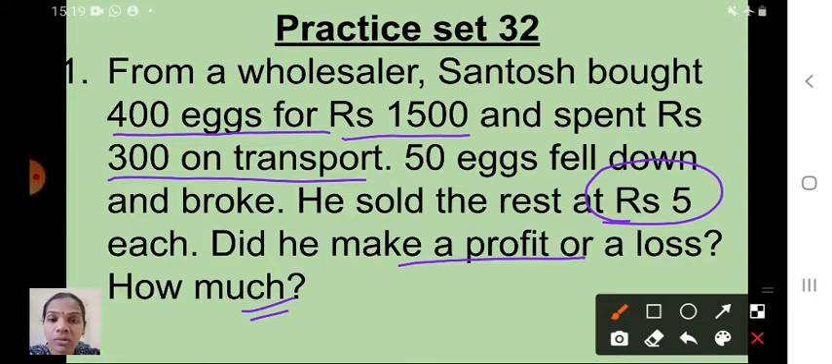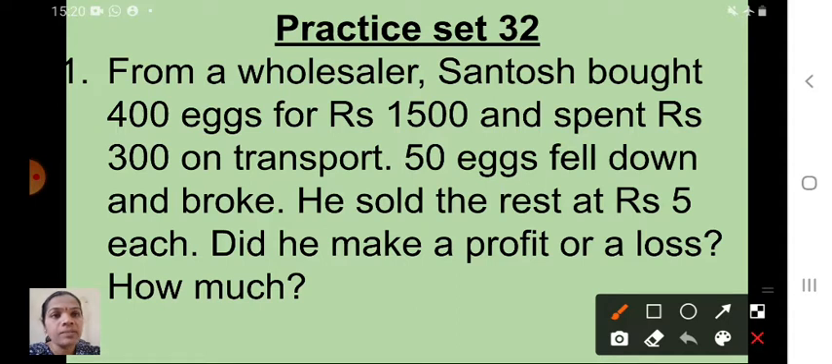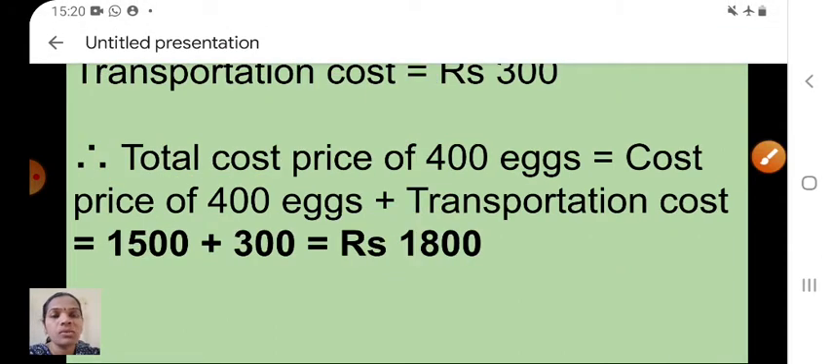For that we have to find first the total cost price of the eggs. Afterwards we have to find the selling price of the eggs. Then only it will be known whether he made a profit or loss. Understood, children? See here, from this question you will find the total cost price: rupees 1500, and next, for transport, 300 rupees. So total cost price is 1800, isn't it, children?